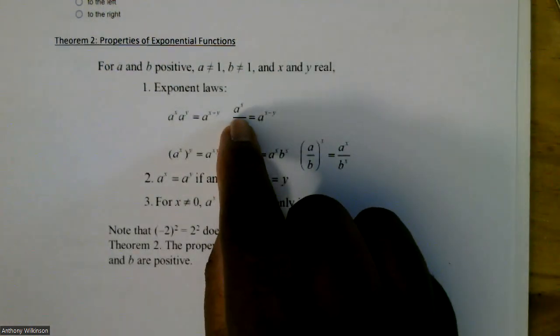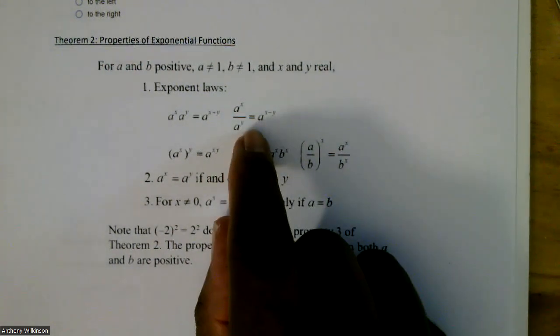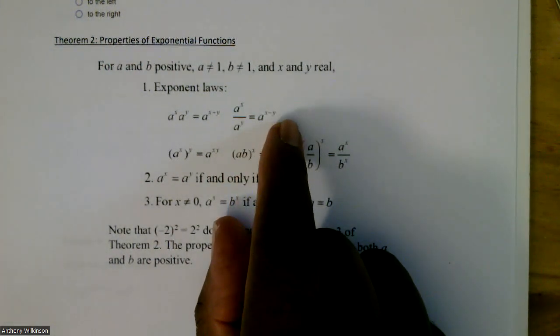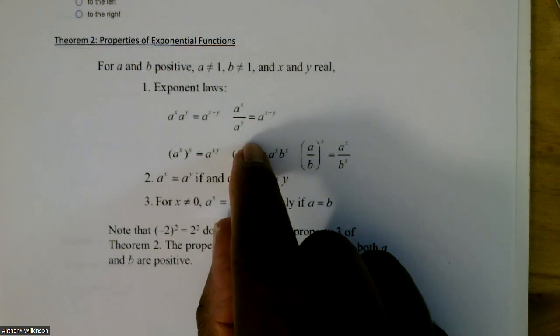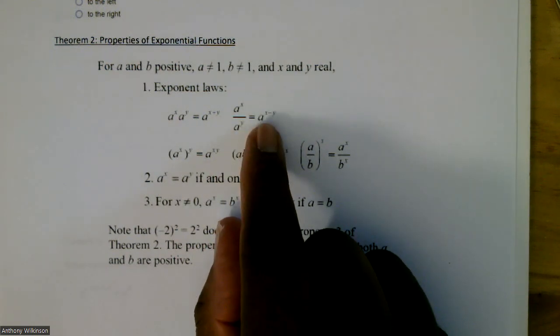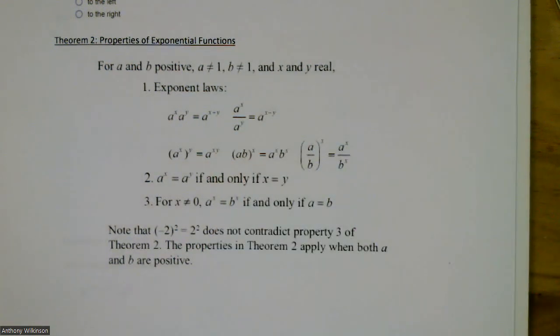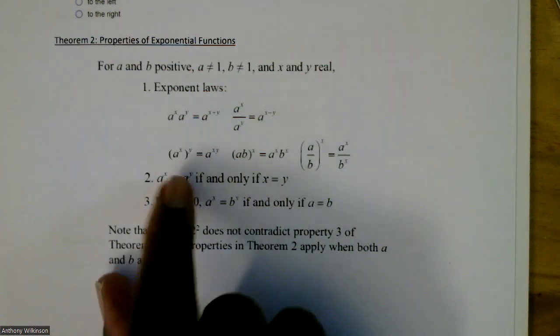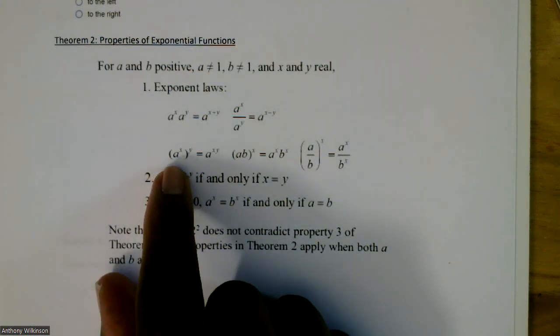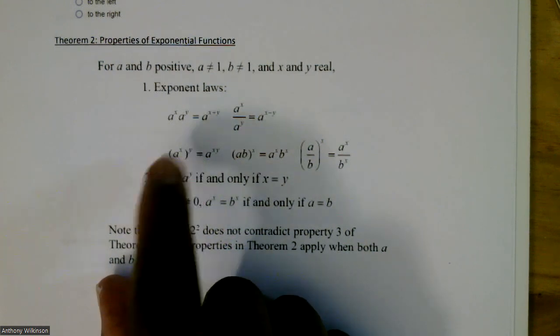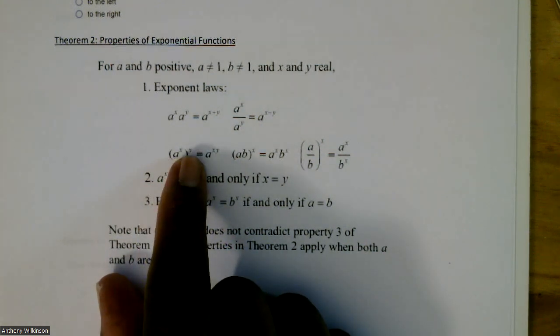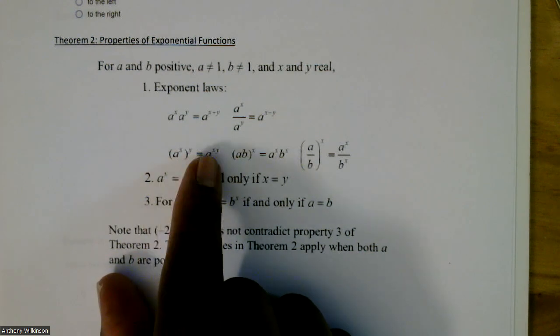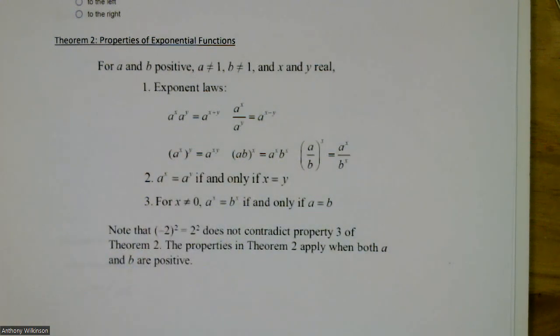The other one, a to the x divided by a to the y, that's equal to a to the x minus y. When I divide powers of the same base, I bring over that common base and then subtract your exponents. And then the next one down here is raising a power to a power, a to the x raised to the power of y. Anytime you raise a power to a power, you bring the base over and multiply your exponents.